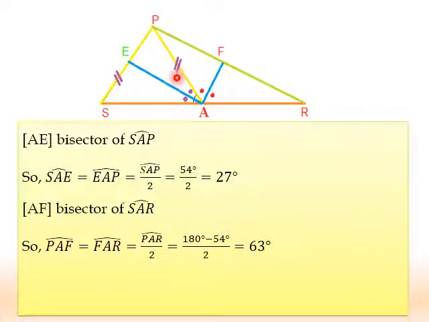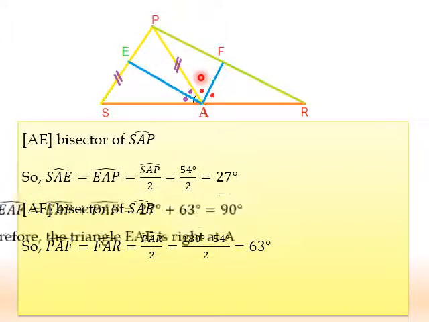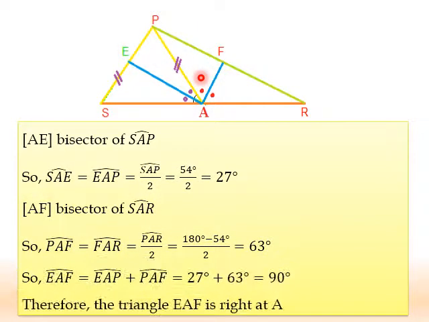Now EAP equals 27 degrees and PAF equals 63 degrees. If I add them together, I get EAF equals 90 degrees. And since we found a right angle, I can say that EAF is a right triangle at A.